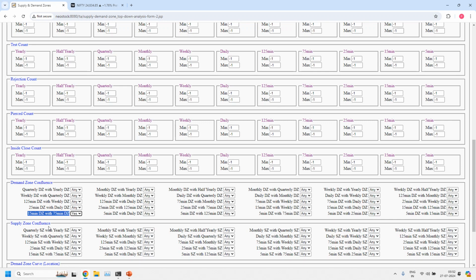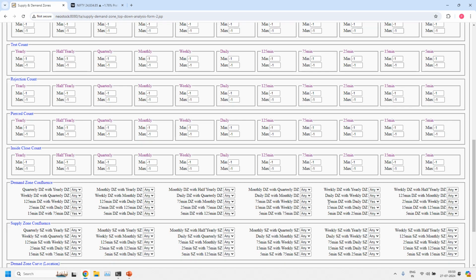Okay, and the next one is 15 minutes. The 15-minute zone should also have confluence with the daily zone. Here we want a 15-minute demand zone with daily demand zone confluence. So yes, yes means we want the combination. Not only that, 75 minutes also should have confluence with the daily zone, because all three should have it. 75 is our intermediate time frame, daily is our higher time frame. They should also have a combination.